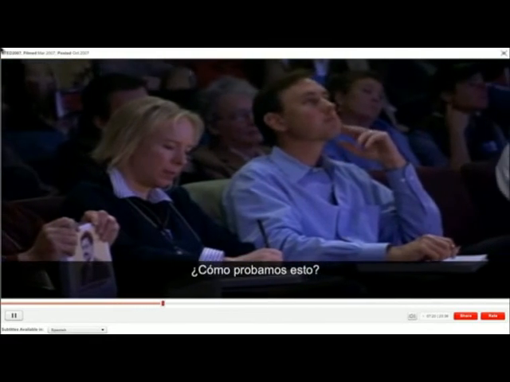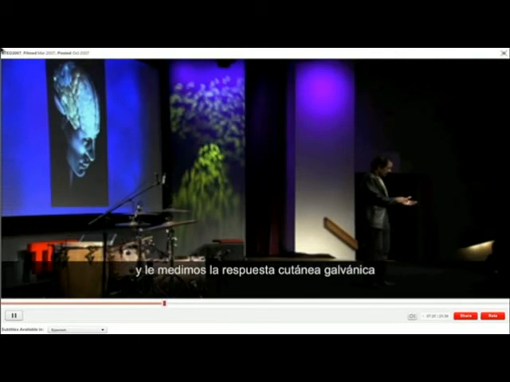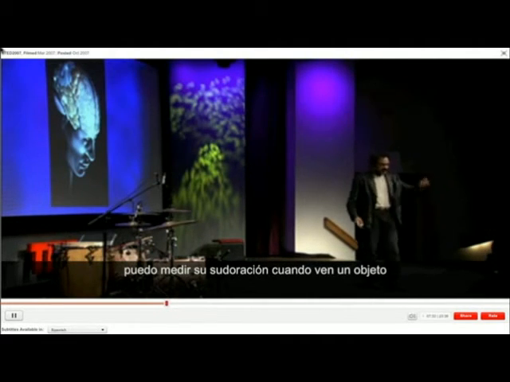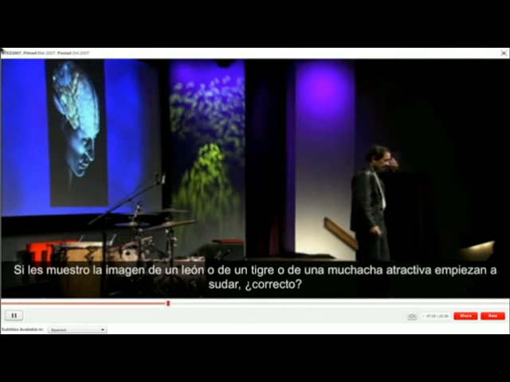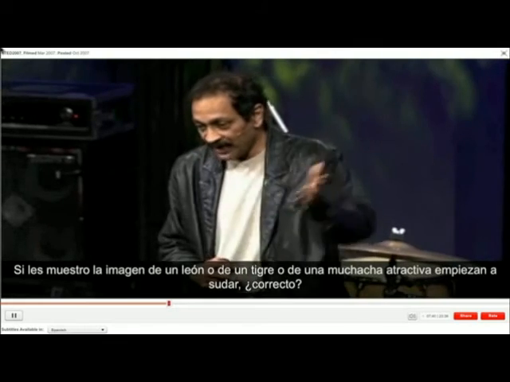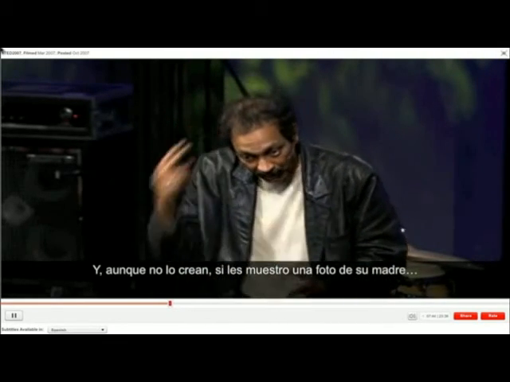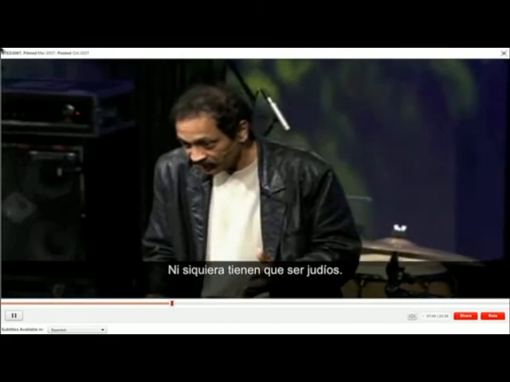How do you test this? Well, what you do is if you take any one of you here and put you in front of a screen and measure your galvanic skin response and show pictures on the screen. I can measure how you sweat when you see an object like a table or an umbrella. Of course, you don't sweat. If I show you a picture of a lion or a tiger or a pin-up, you start sweating, right? And believe it or not, if I show you a picture of your mother, I'm talking about normal people, you start sweating. You don't even have to be Jewish. Yeah?